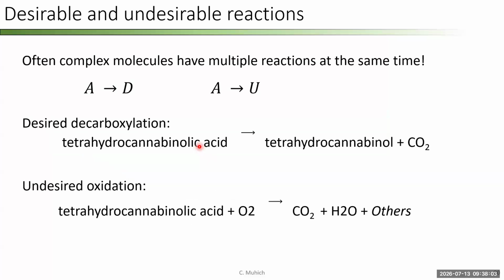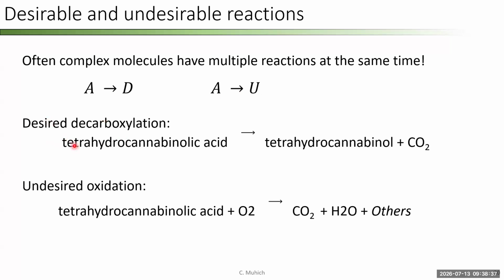All right, this next thing that I want to talk about is that these complex molecules often can undergo multiple reactions at the same time, some of which are desirable and some of which are undesirable. We often write this as follows. A generic molecule goes to D, a desired product, and or A goes to an undesired product, U.